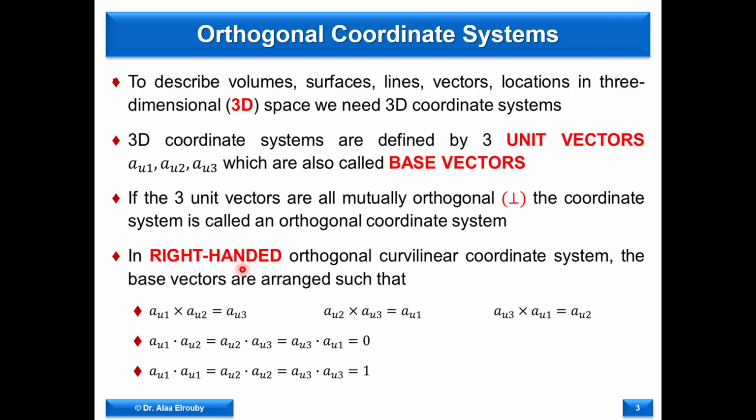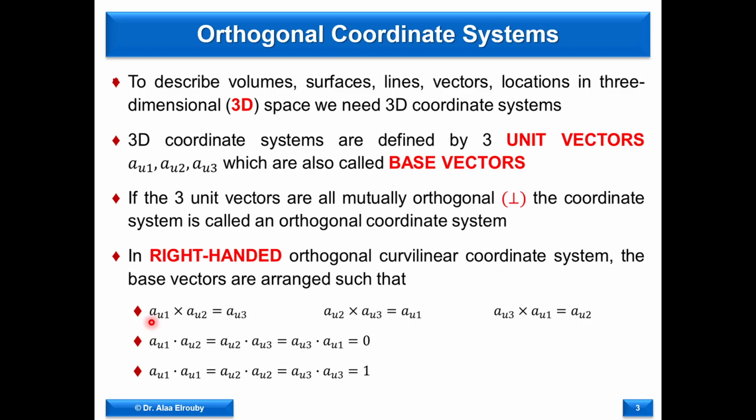So back to our point of orthogonal coordinate system. We are following the right hand orthogonal curvilinear coordinate system. Curvilinear means some unit vectors are straight vectors, and some of them are curved vectors, as we're going to learn. And curved vectors in general do change their direction from one point to the other, as we're going to see shortly as well.